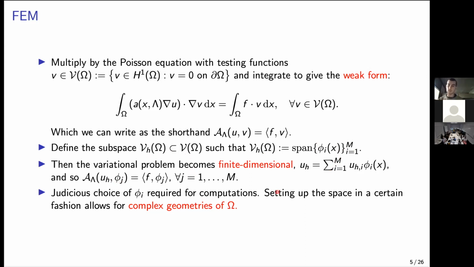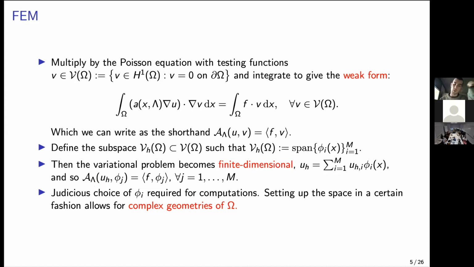And we can solve this using the classic finite dimensional linear system methods, like a conjugate gradient method, GMRES if this form here is non-symmetric, or you can just use a direct solver or a dense direct solver, whatever you need to use. And then for the choice of phi, you need to be quite judicious for your computations.